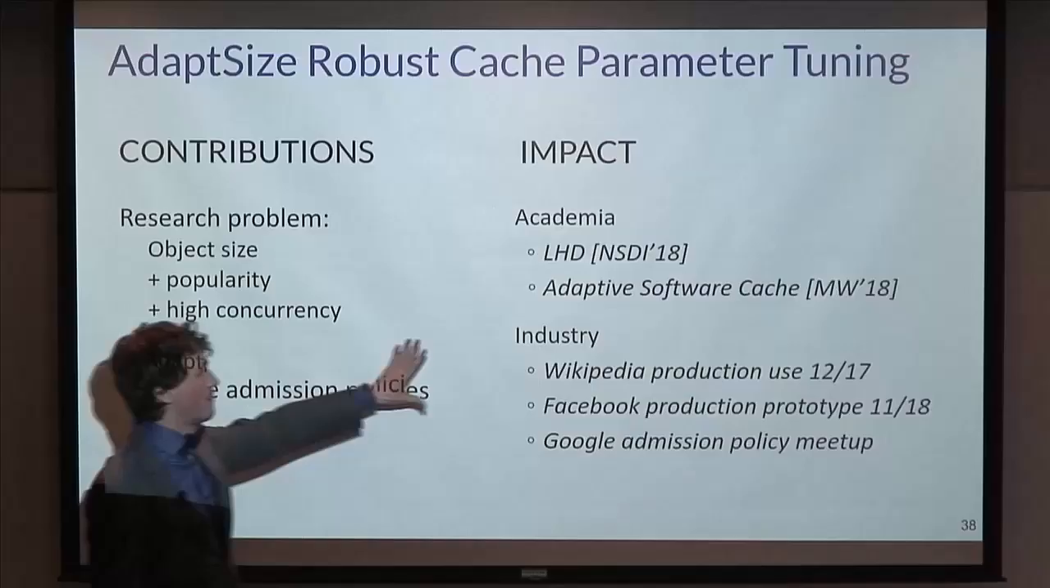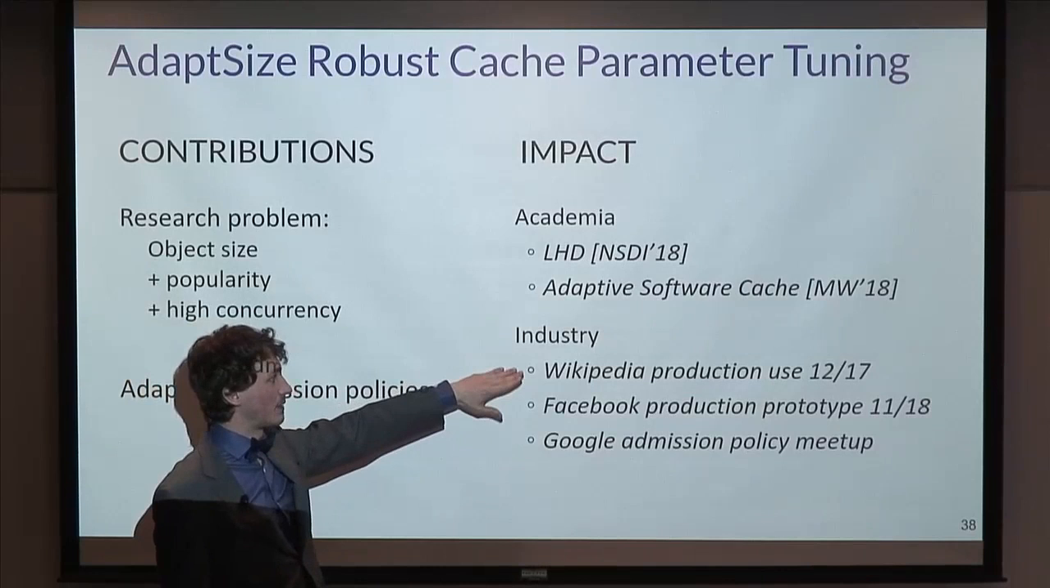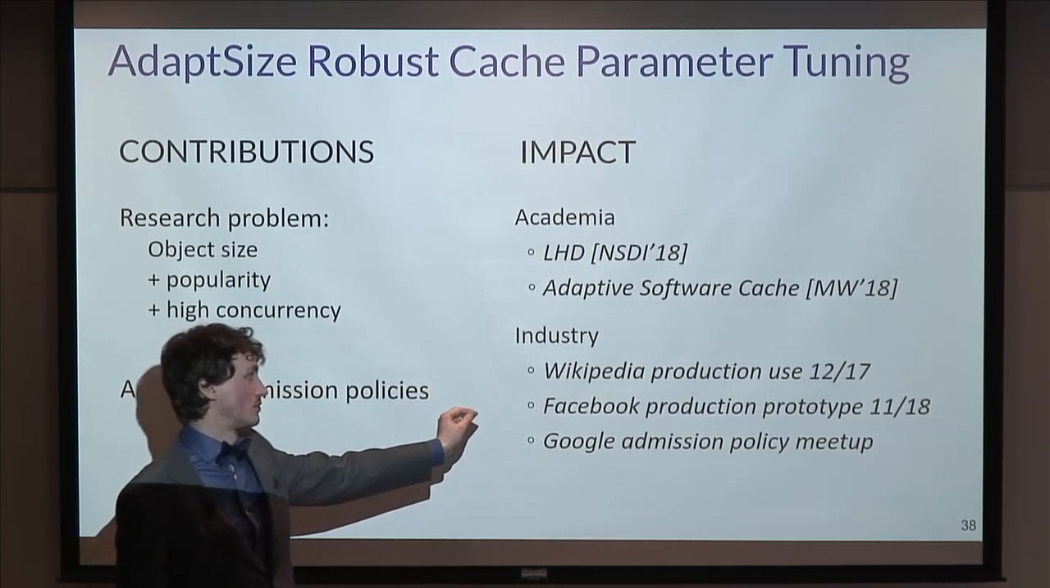And I also want to mention that this focus on admission policies and making them adaptive has had a pretty big impact on industry. So Wikipedia has been using AdaptSize in production since about a year. Facebook has built a production prototype since a couple months ago. And Google actually, following up on this, they established a weekly meeting where they discuss admission policies since the last year. Unfortunately, I don't know what's happening at Microsoft in that space.